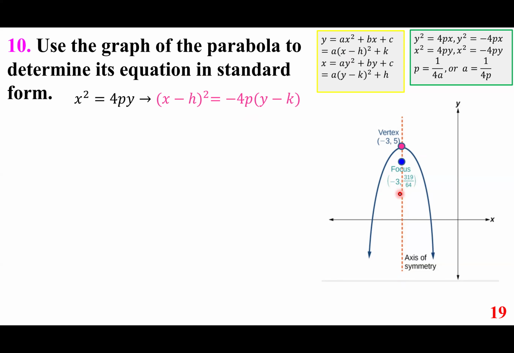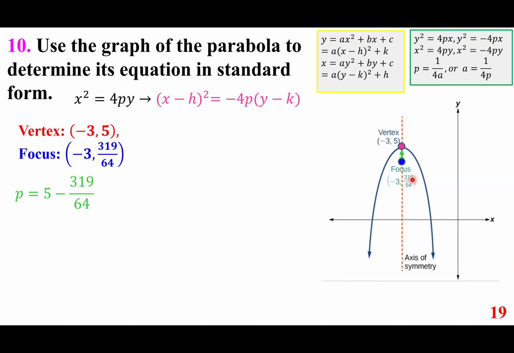And so let's write those. Those are the two pairs. We can clearly see that. The focal distance is the difference between these two. This is the focal distance, everybody, and it is very little. So 5 minus 319 over 64: you multiply 5 by 64, subtract 319, you get 1 over 64. So this distance is very small, it is 1 over 64.